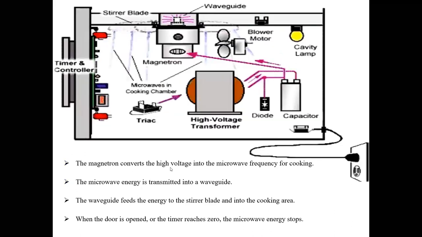The magnetron converts the high voltage into the microwave frequency for cooking. The microwave energy is then transmitted into a waveguide. The waveguide feeds the energy to the stirrer blade and into the cooking area. When the door is opened or the timer reaches zero, the microwave stops. That's how it works.